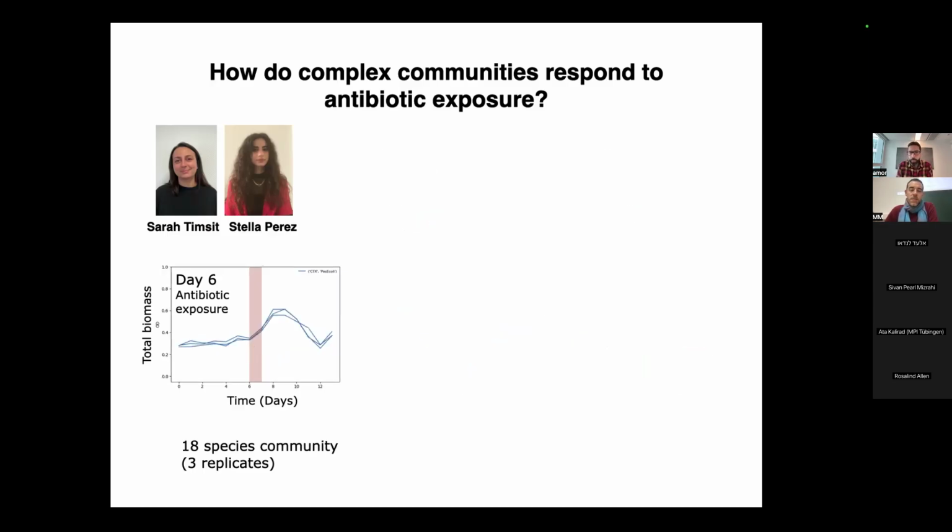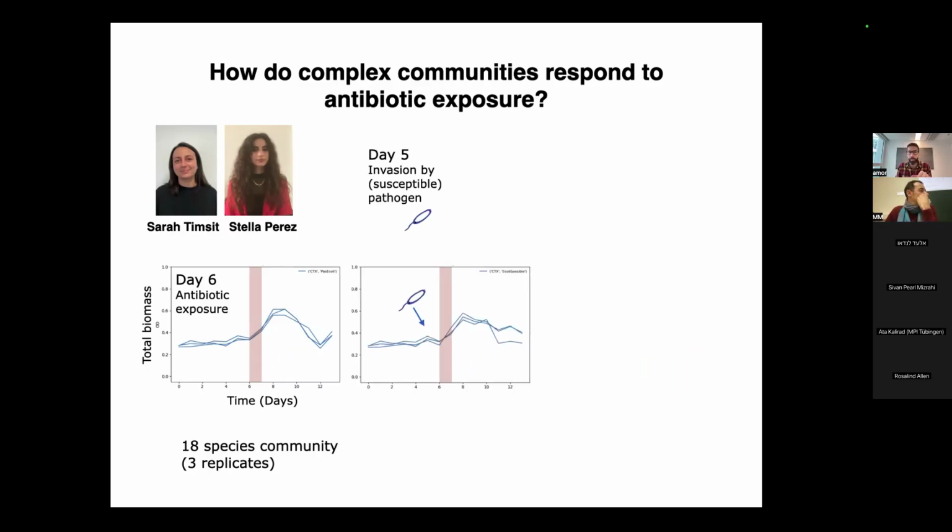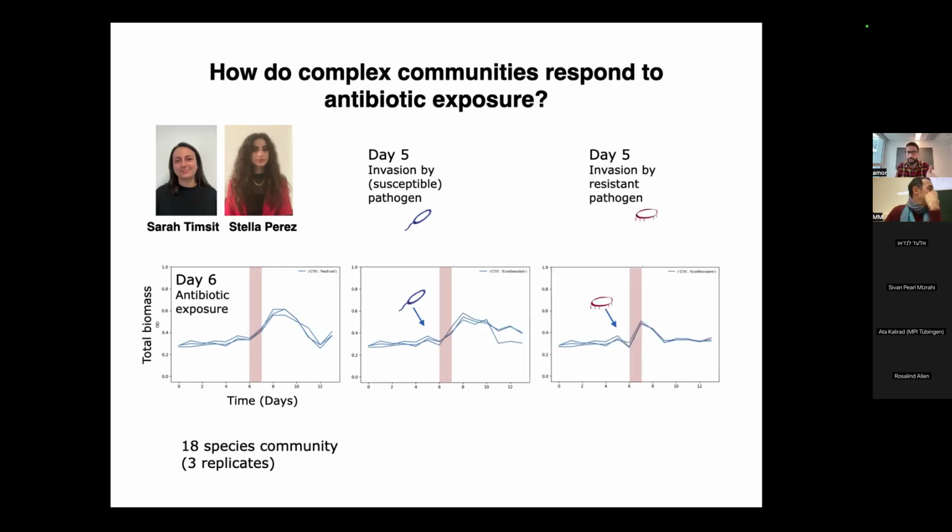Actually, here are the results for another set of species. We have a community with 18 different species. And actually, it seems to benefit, at least in terms of the total biomass, after we put the antibiotics in. And the dynamics that follow after this also depend on the different invaders that can arrive into the community before the treatment.